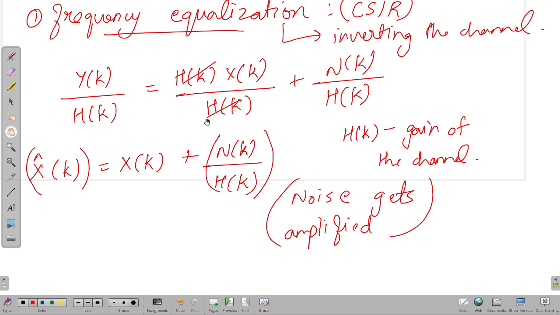We try to invert the channel, but by inverting the channel, our noise gets amplified. This is our noise value only. So that is a disadvantage of frequency equalization, but frequency equalization is a very commonly used technique, and it works well for channels which are ideal or somewhat ideal.